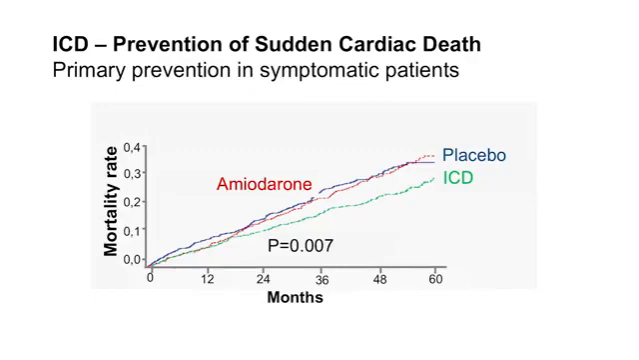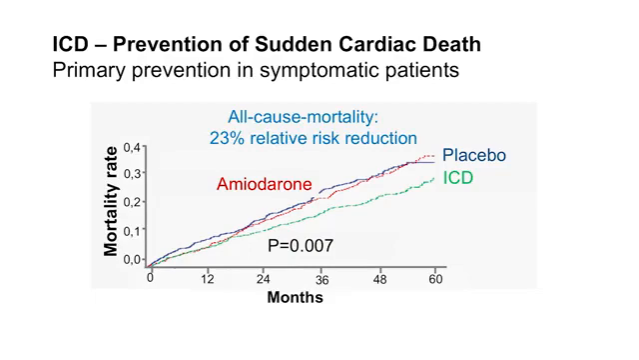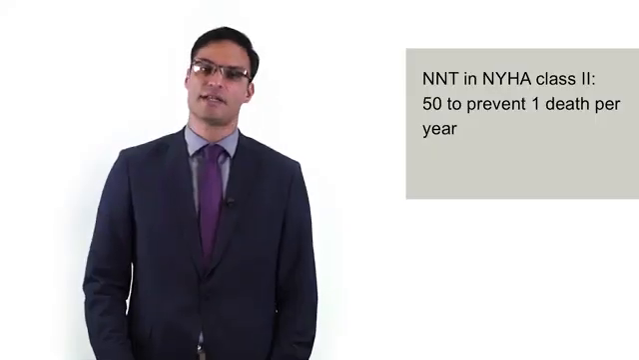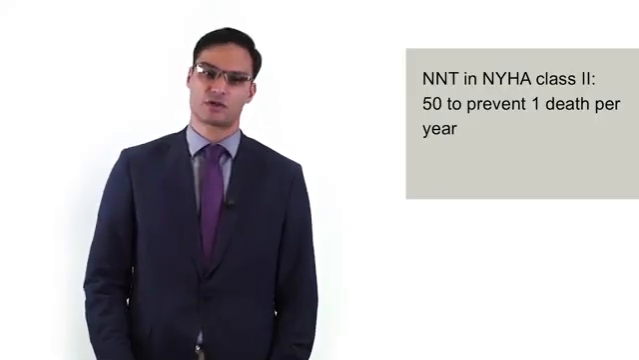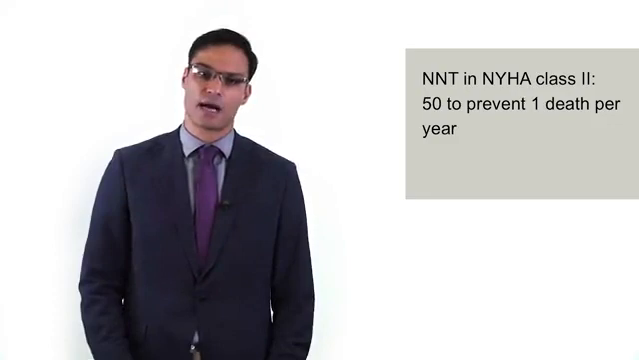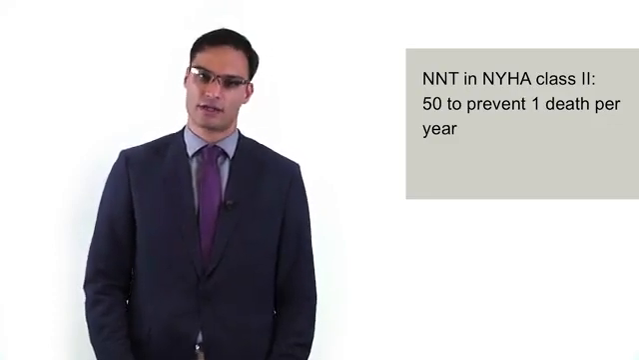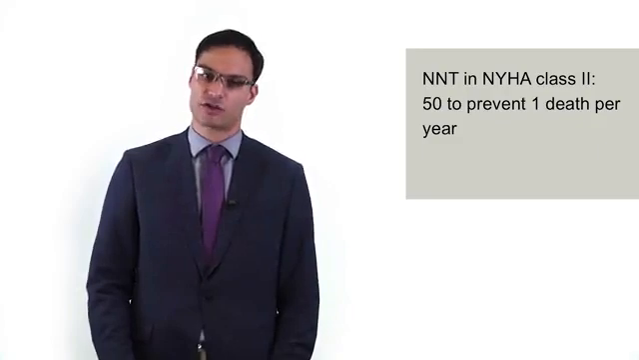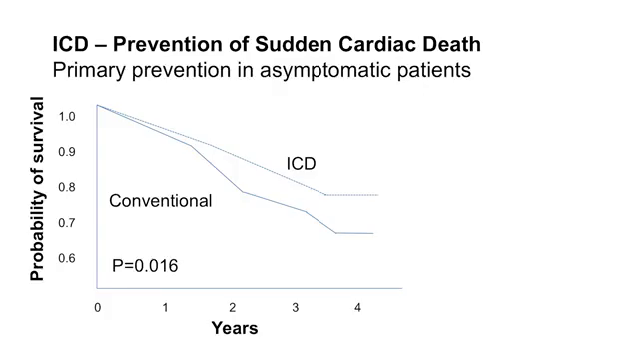From the SCD-HeFT trial, we know that also in patients who have not previously suffered from sustained ventricular arrhythmias, in the so-called primary prevention cohort, but who are symptomatic with New York Heart Association class 2 or 3, the ICD will reduce all-cause mortality by 23% as compared to amiodarone. The number needed to treat in patients with New York Heart Association class 2 is 50 in order to prevent 1 death per year. Therefore, ICD implantation is a class 1 indication in the current guidelines in these primary prevention patients.